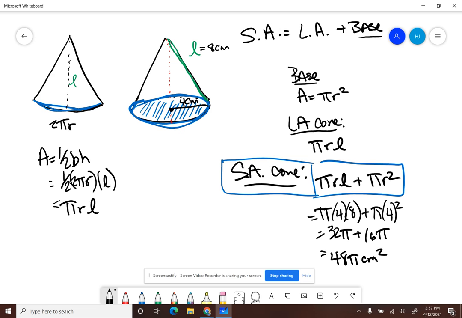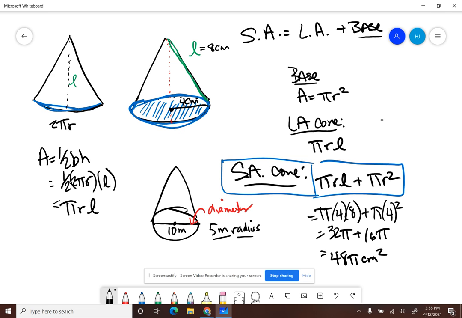And again, you're going to do exactly the same thing. The only thing I would caution you to look out for is, for example, let me just draw one out really quick. Let's say that you are given something like this, and you're told that this is 10 meters. Again, I want you to note here that they are giving you the diameter. So in this case, you need to divide that in half, which means that your radius would actually be 5 meters, a 5 meter radius. So you would need to divide that in half before you start, and then put that into your formula.